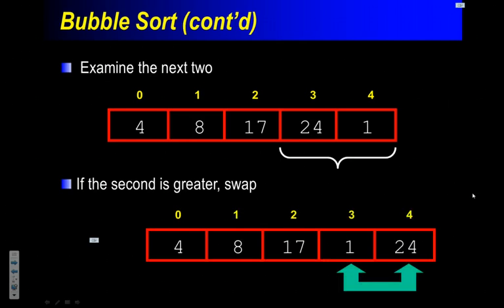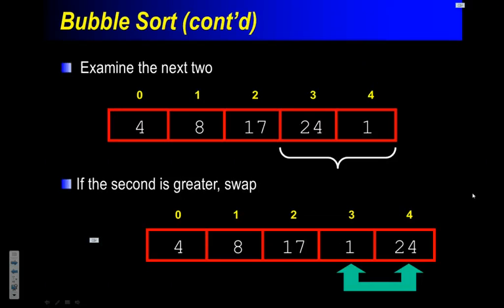Okay, now it has gone through the entire array. It's looked at each pair as it went through. It's not sorted yet, but it's closer to being sorted. So what it's going to do now is repeat that process. It's going to go through the array again and continue to swap items.